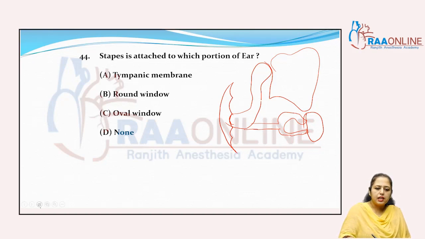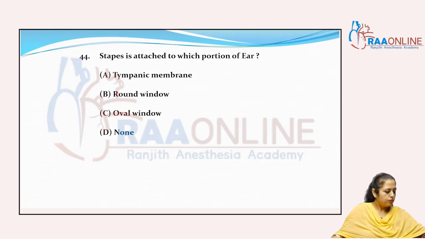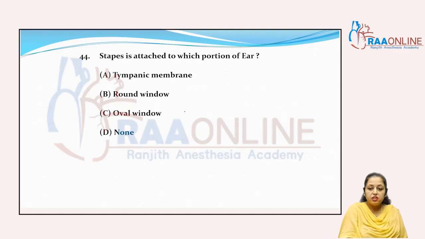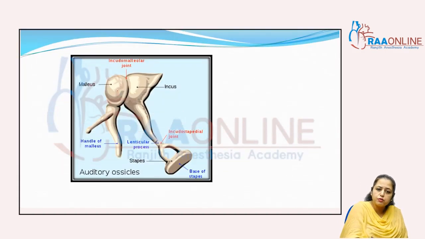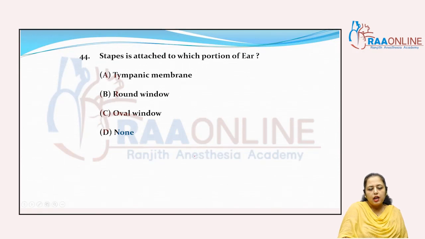Clear? That's why we say that from the tympanic membrane to the oval window, the ossicles are arranged in a chain. So we can say here that the malleus is the hammer shaped, the incus is the anvil shaped, and the stapes is the stirrup shaped, right? The base of the stapes is attached with the oval window, right? Clear? So that's why the answer to which portion the stapes is attached with is C, oval window.